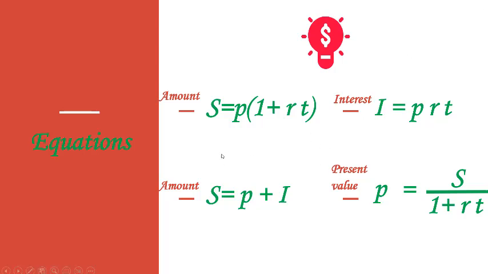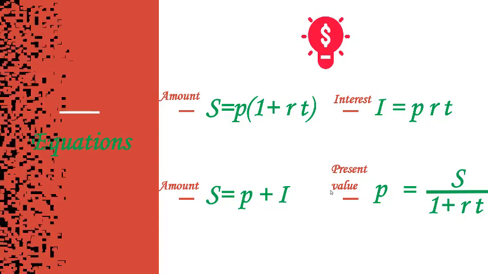So to get S is equal B times 1 plus RT, and to get B, the present value equal to S over 1 plus RT.